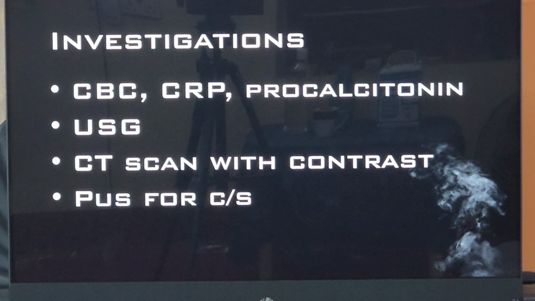Coming to investigations, the necessary investigations are complete blood count along with C-reactive protein and procalcitonin, and the reports will show that all these levels are elevated. We can do either ultrasonography or CT scan with contrast. The latter one, the CT scan with contrast, is preferred.